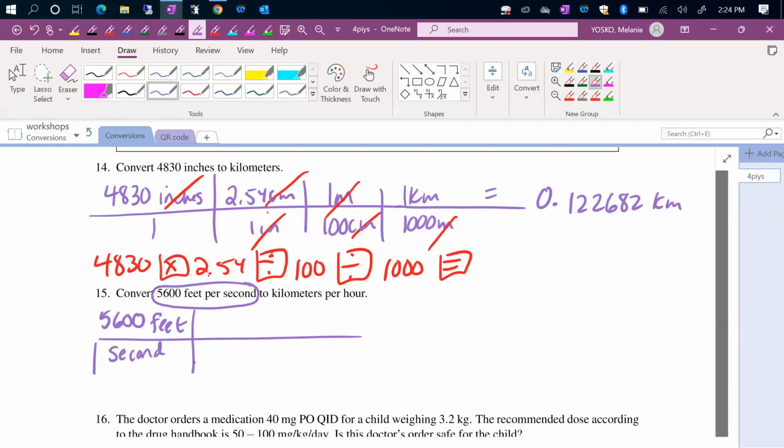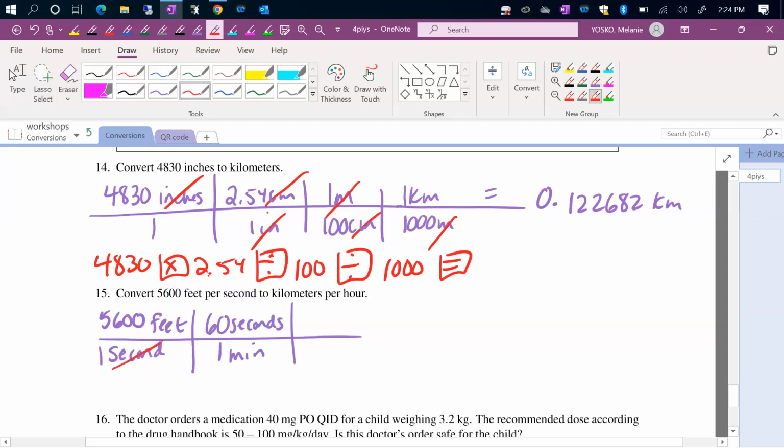Okay, now what? We have to change 2 things. Like I said, I always like to change the time first. So let's go from seconds to hours. How do I do that? 60 seconds over 1 minute. Okay, so we have to do it in pieces, huh? Can't quite get there all at once. So seconds cancel. Say it again. No, it's 3,600.